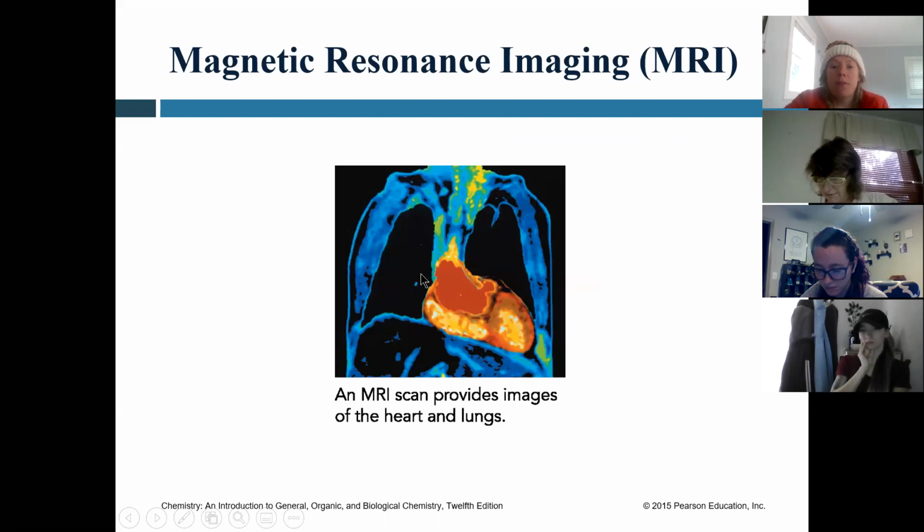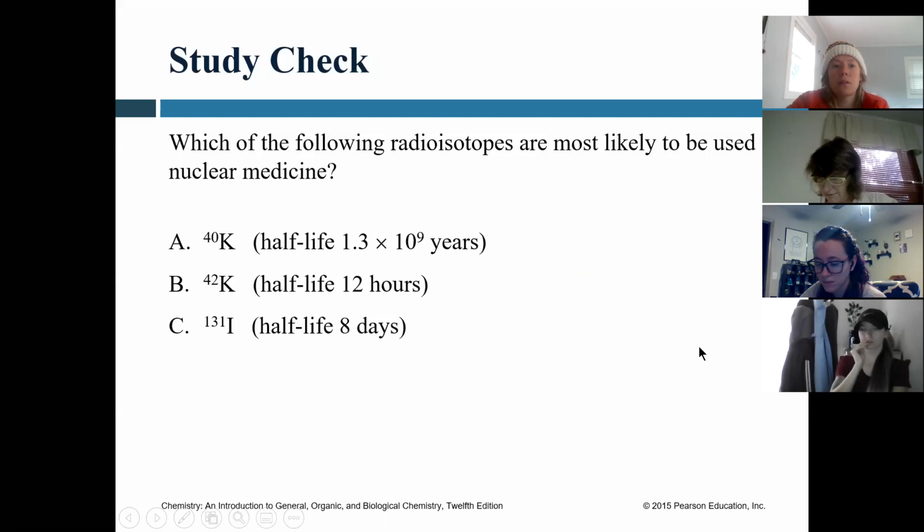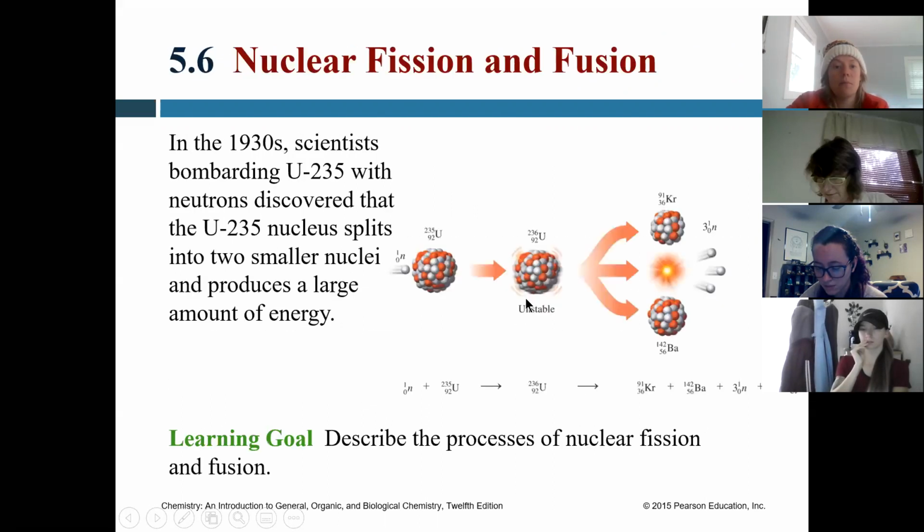Here's an MRI of, well, we got the pulmonary system. So we've got the lungs and then the heart. So I'm not going to test you on which of the isotopes are better for nuclear medicine. Don't worry about that. Okay, the last thing that we'll talk about is, let's see where we're at in time. We should get through it.